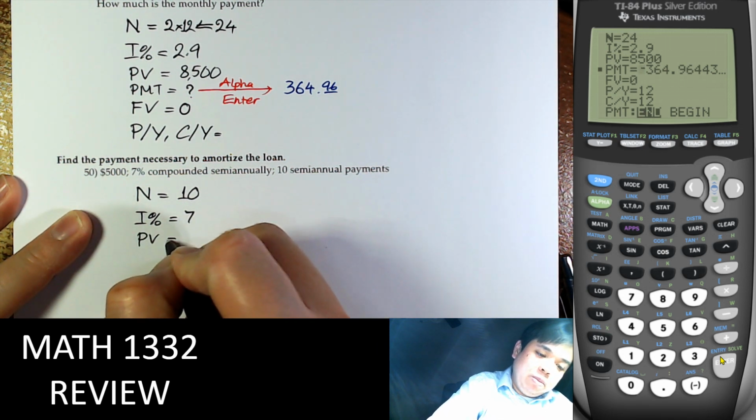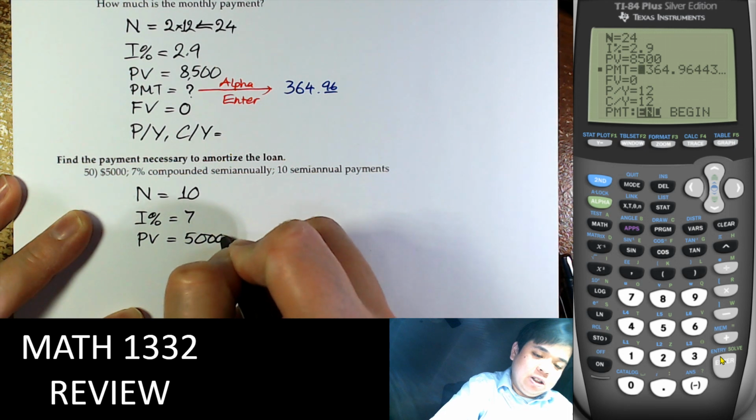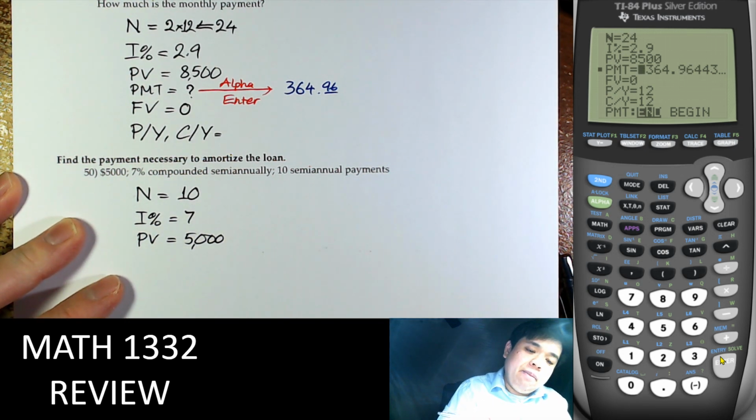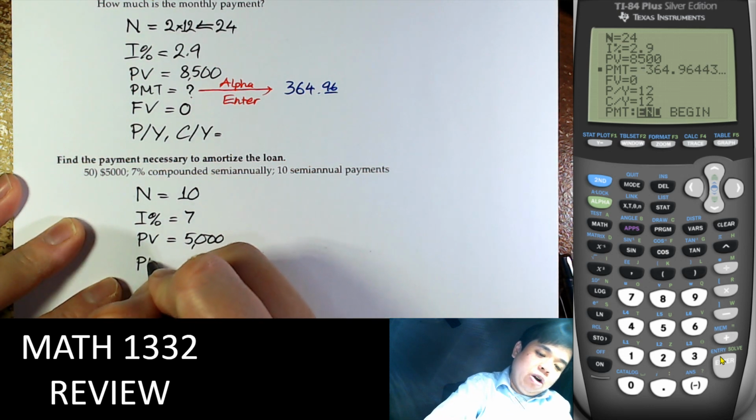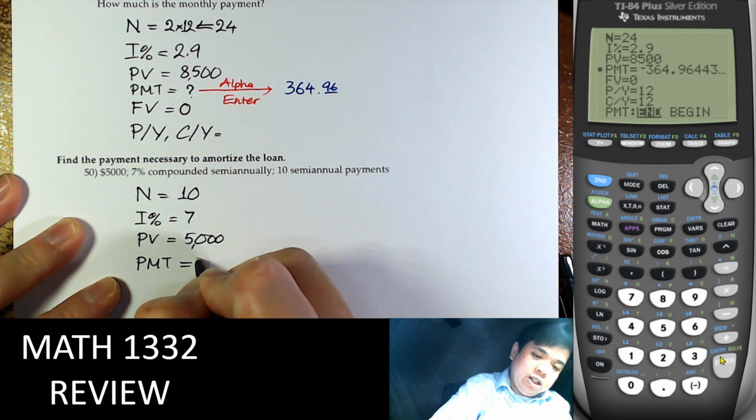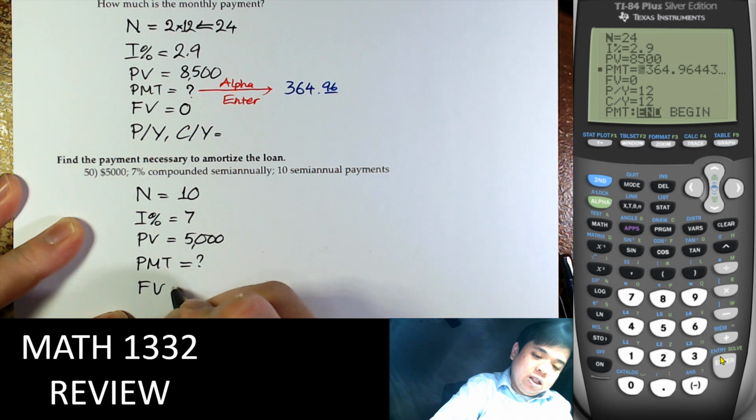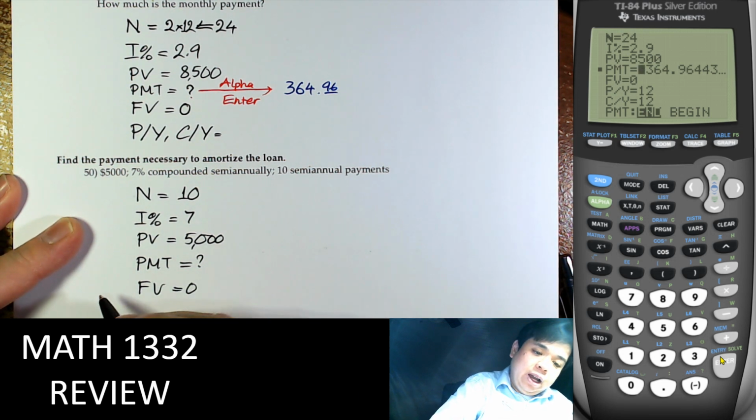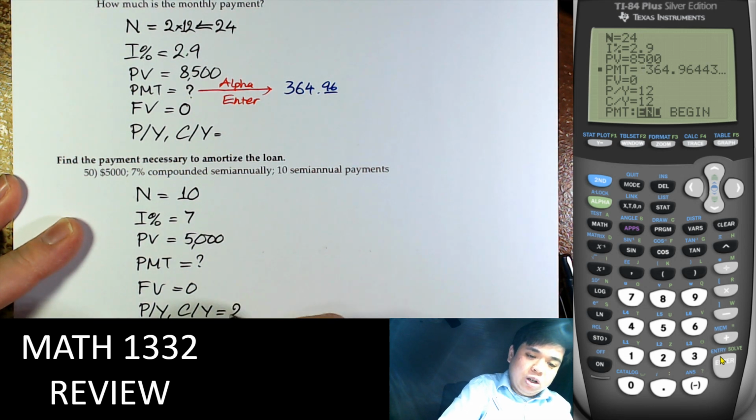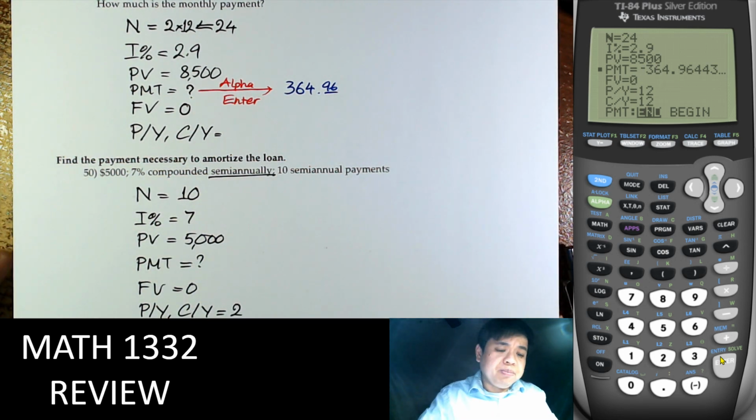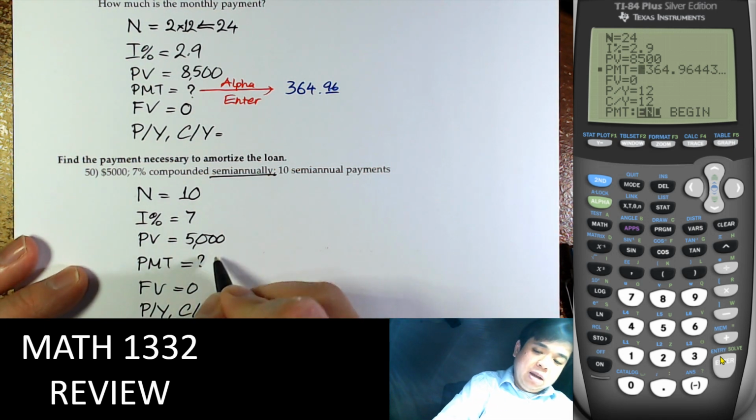Present value to be paid off, 5,000. And the payment we don't know, but that's alright, we solve for it. Future value is equal to 0, and the compounding periods per year, that will be 2 times a year because that's semi-annually. And we just calculate the payment.